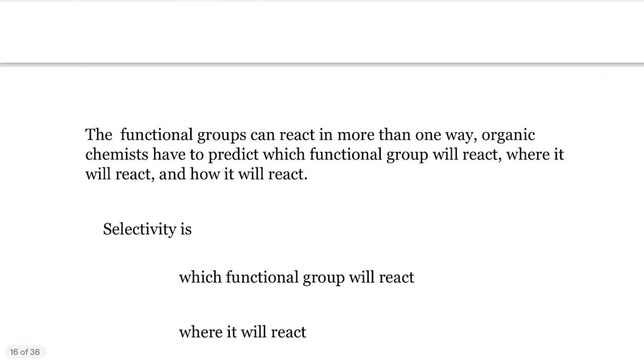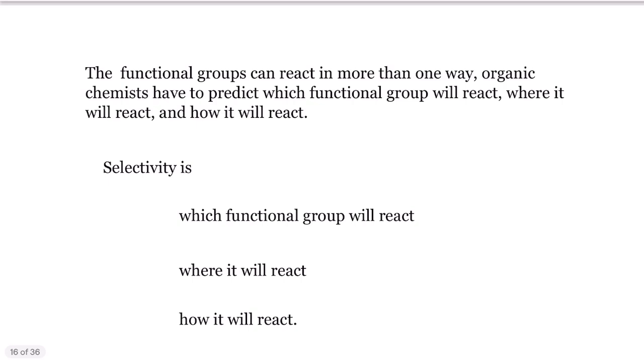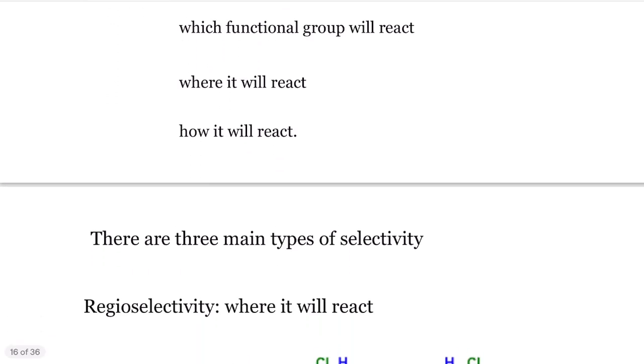So most functional groups react in more than one way, and it is the role of the chemist to predict which functional group will react, where it will react, and how it will react. That is selectivity.